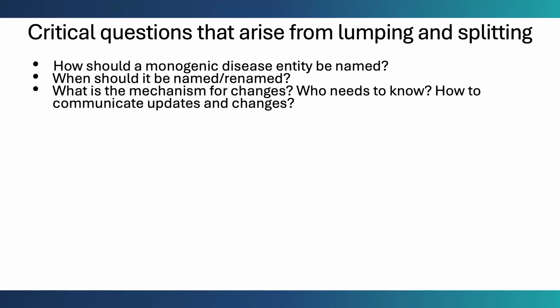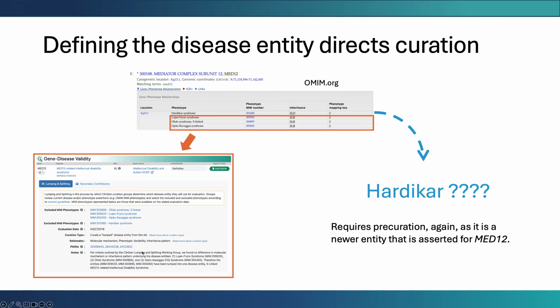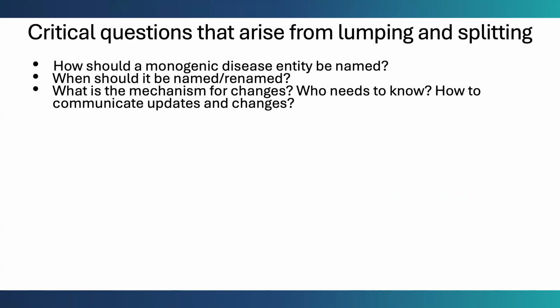So what's interesting is when we started to get into this lumping and splitting, especially this great example here, we're lumping three eponymously named syndromes together. What do you call it? What do you do? And this is where we came into, wow, well, we have a really great process now for defining a disease entity, but now we've created another issue: we have to figure out what to name it. Do we want to start lumping all of those names together? That's going to be a mouthful.